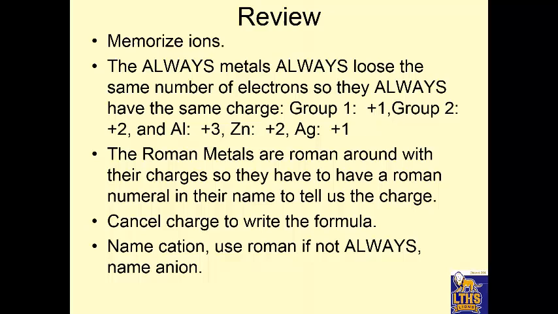The always metals always lose the same number of electrons, so they always have the same charge. Group 1 plus 1, group 2 plus 2, aluminum, zinc, and silver, 3, 2, 1. That's a little place on the periodic table right there, 3, 2, 1, 5, 5. The Roman metals are roaming around with their charges, so they have to have a Roman numeral in their name that tells the charge. The Roman metals are transition metals and a couple under the stairs. When you write a formula, cancel charge, name the cation. Use Roman numerals if it's not an always metal, and then name the anion.